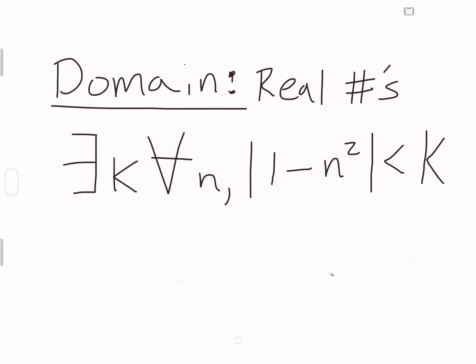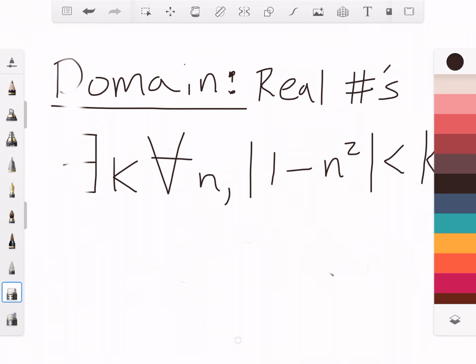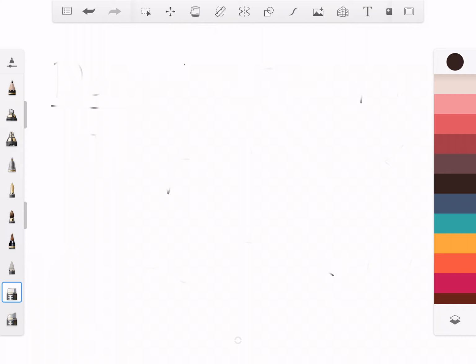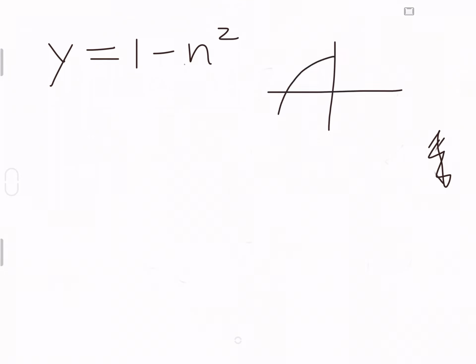So let me just show you a nice way to deal with this problem. Now let's disregard this stuff over here. So first, let's consider the function y equals 1 minus n squared. You may remember this has a graph looking something like this. It goes through 1 there and at negative 1 there.